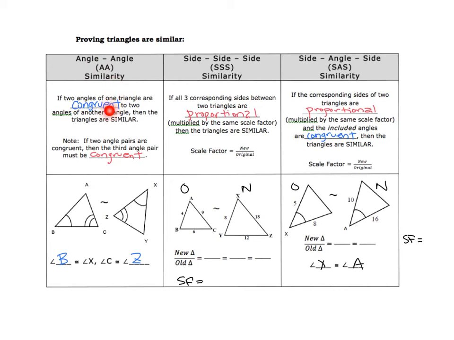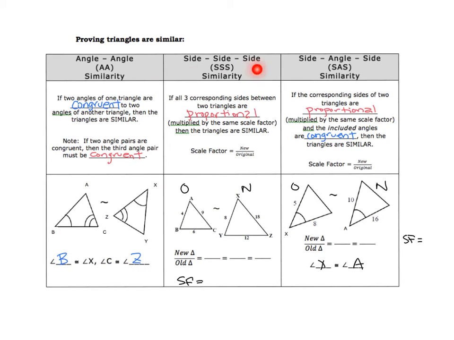Okay? So, what does angle-angle state? If 2 angles of one triangle are congruent to 2 angles of another triangle, then the triangles are similar. Note, if 2 angle pairs are congruent, then the third angle pair must be congruent. So, angle B here would match up with angle X, just going based off the markings, and angle C would be congruent to angle Z.